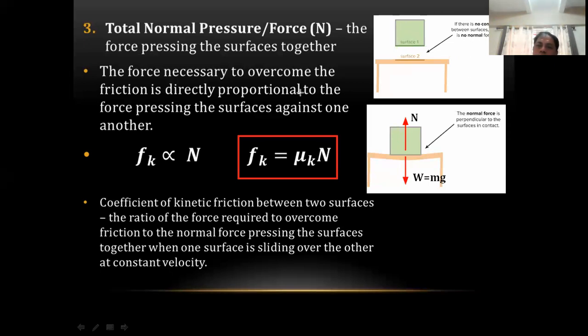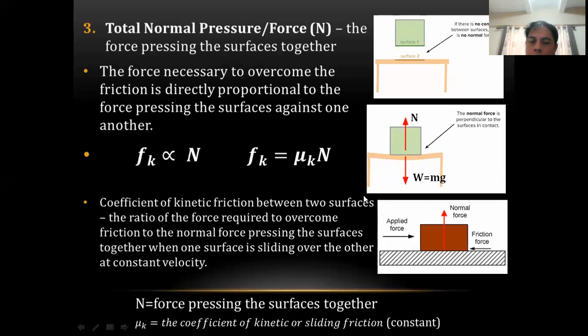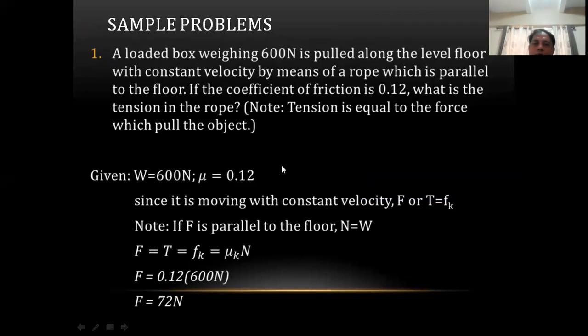Now, using that equation, we will try our first problem. So let's have our first sample problem here. We have a loaded box that weighs 600 newtons. It is pulled along a level floor with a constant velocity by means of a rope, and this rope happens to be parallel to the floor.